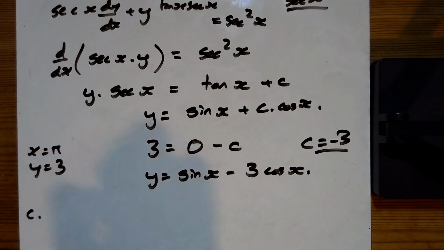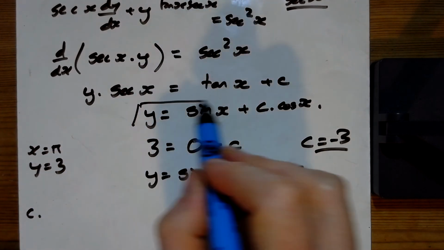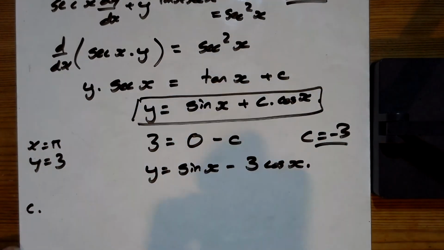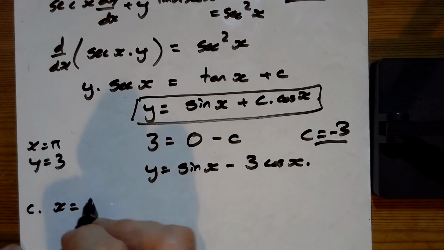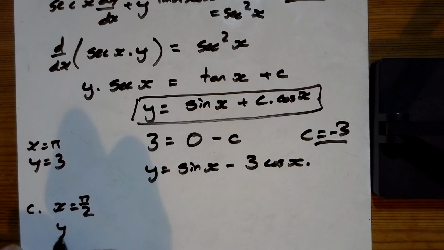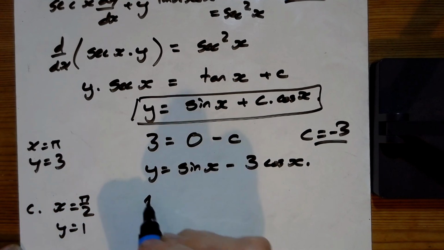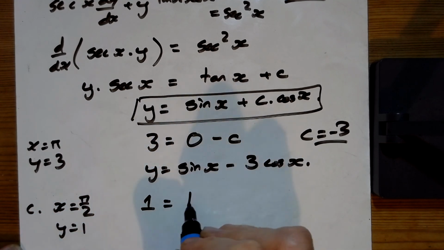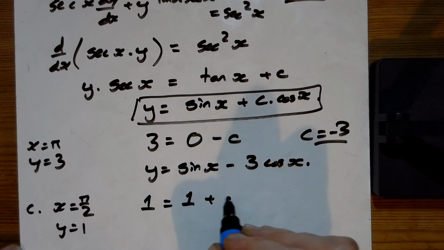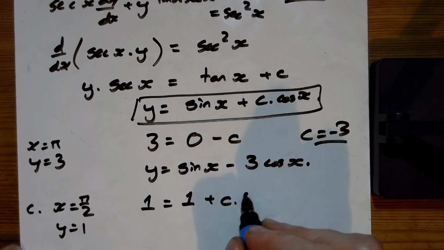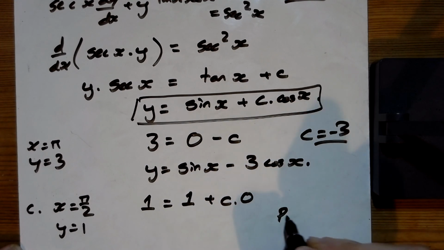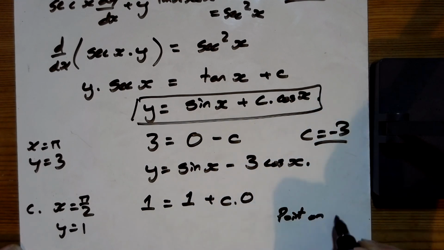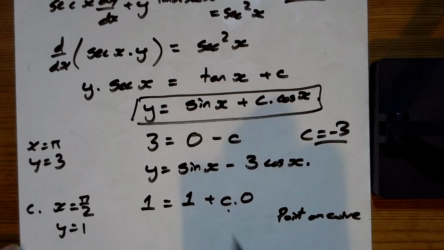Okay, so part C is coming in here again at that part there, but this time we've got x equals pi over 2 and y equals 1. So I've got 1 equals the sine of pi over 2, which is 1, plus c times now the cos of pi over 2 is 0. So 1 will equal 1, so point on the curve. Doesn't matter what c is there, it'll work.